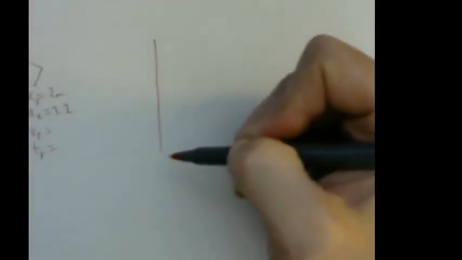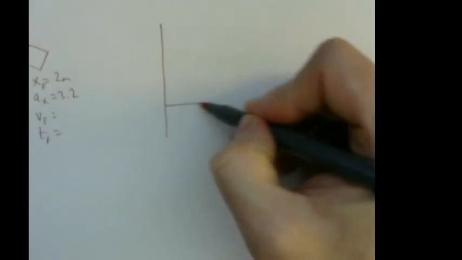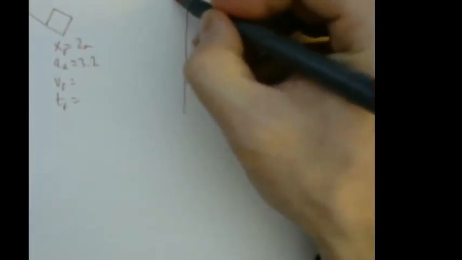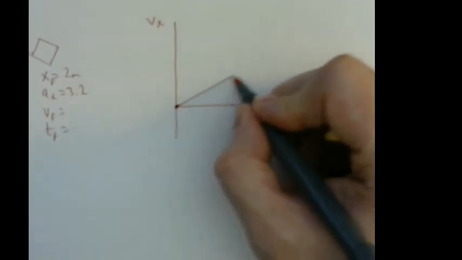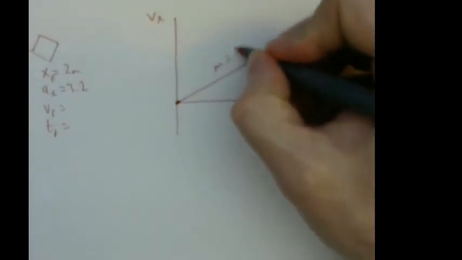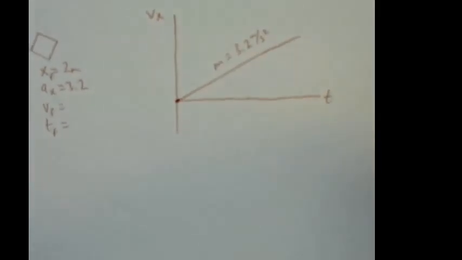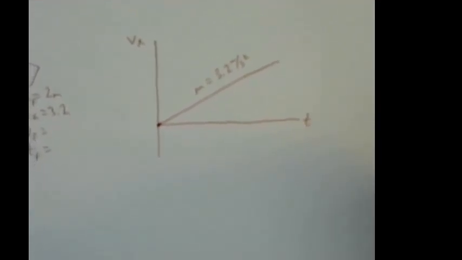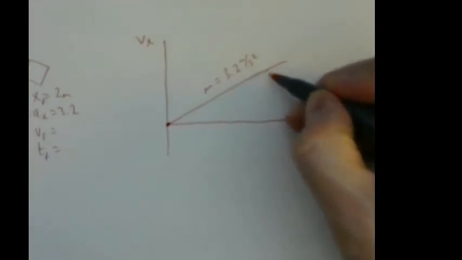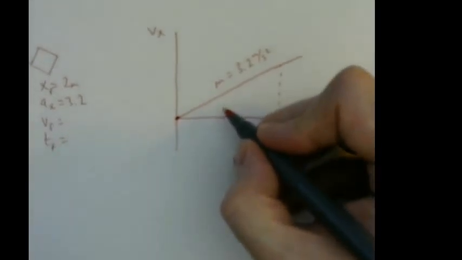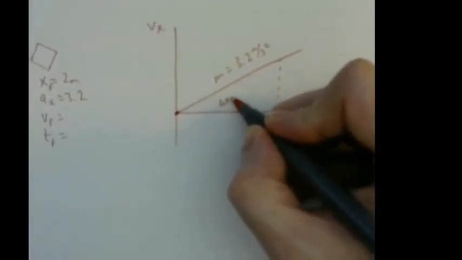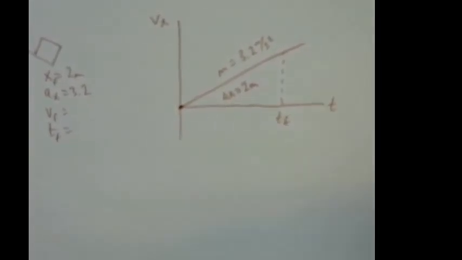We have a one-dimensional problem. Let's look at our velocity-time graph. We know the initial velocity was 0. We know that it is speeding up. It has an acceleration. The slope is 3.2 meters per second squared. Acceleration is the slope of the velocity-time graph. We know that the area under here, at TF, the time we're looking for, we know that this area is 2 meters.